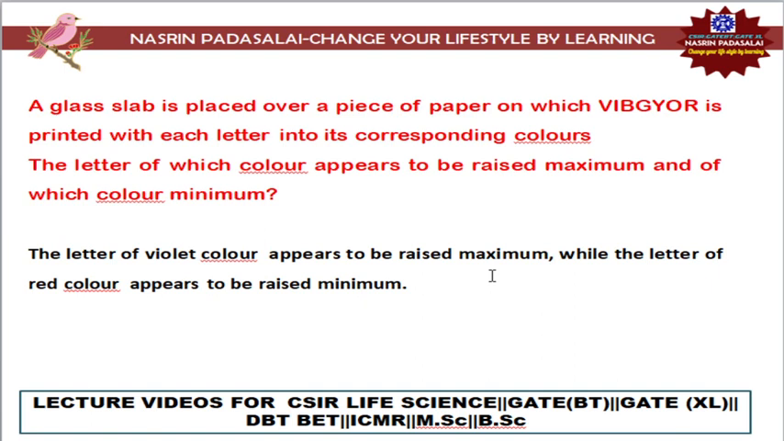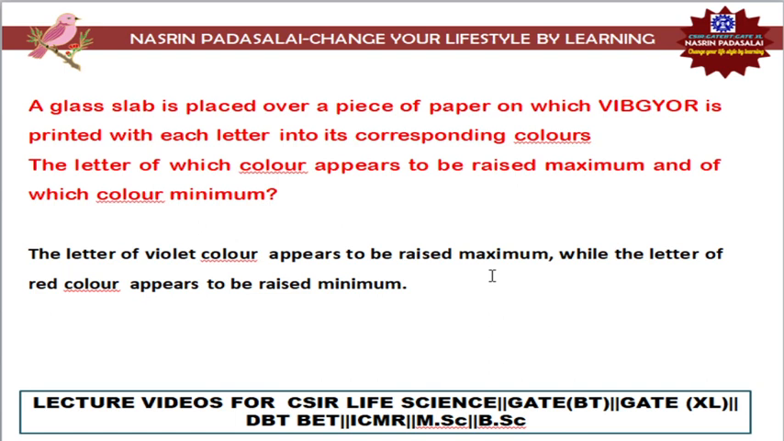Next, there was a question. A rectangular glass slab is placed over a piece of paper on which VIBGYOR has been printed with each letter in a corresponding color. So V is written in violet color, B in blue, G in green color. The letter of which color appears to be raised maximum and which color minimum?